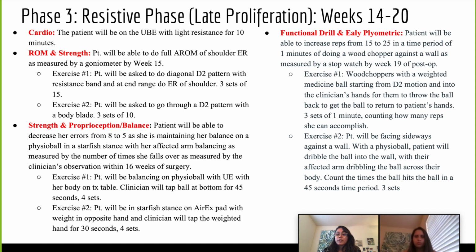Our functional drill and early plyometric goal is that the patient will be able to increase reps from 15 to 25 in a time period of 1 minute of doing a wood chopper against the wall, as measured by a stopwatch by week 19 of post-operation.